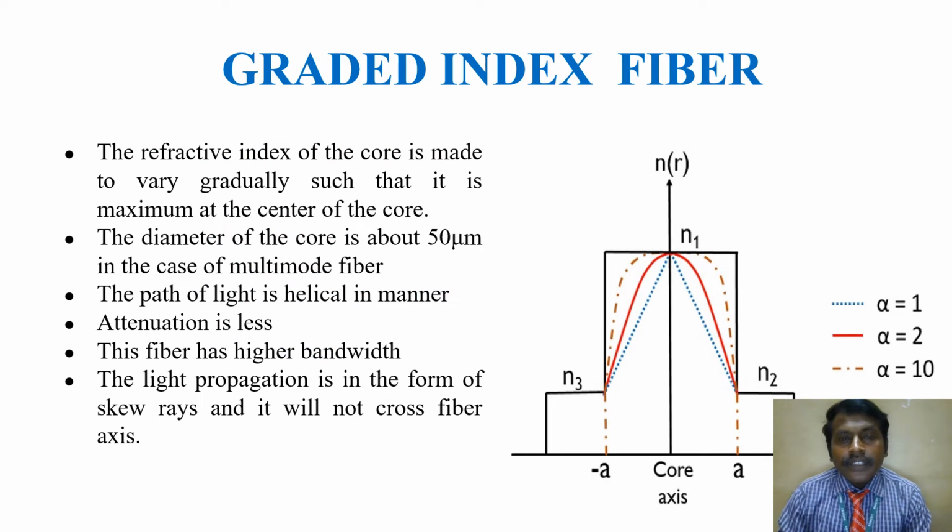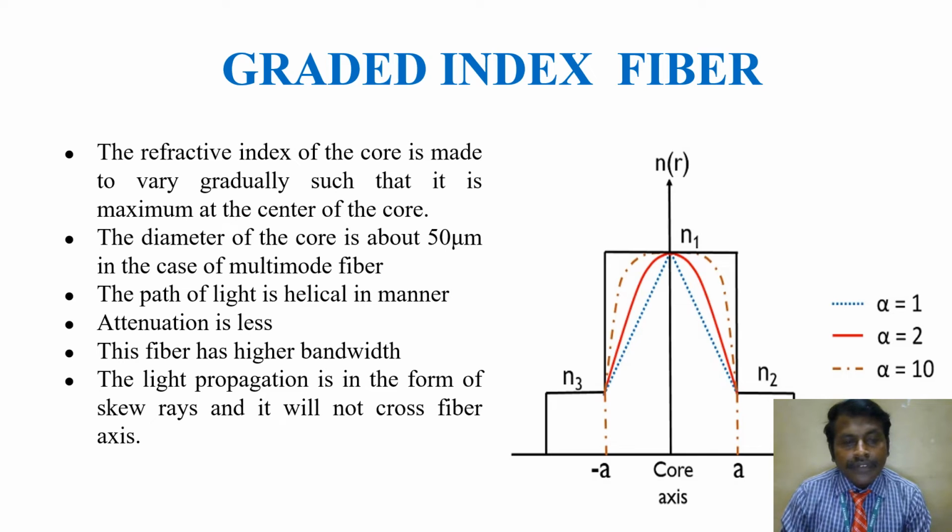Then we have graded index fiber. The name itself says that it is a gradual variation of the refractive index. So the refractive index of the core is made to vary gradually such that it is maximum at the center of the core. Now look at the diagram, it is maximum at the center of the core. The diameter of the core is about 50 micrometer in the case of multimode fiber. The path of the light is helical in manner, or we can say spiral in form.